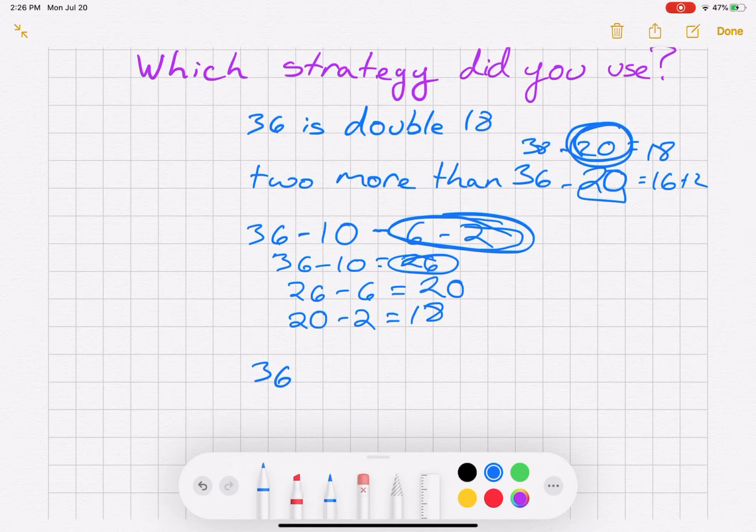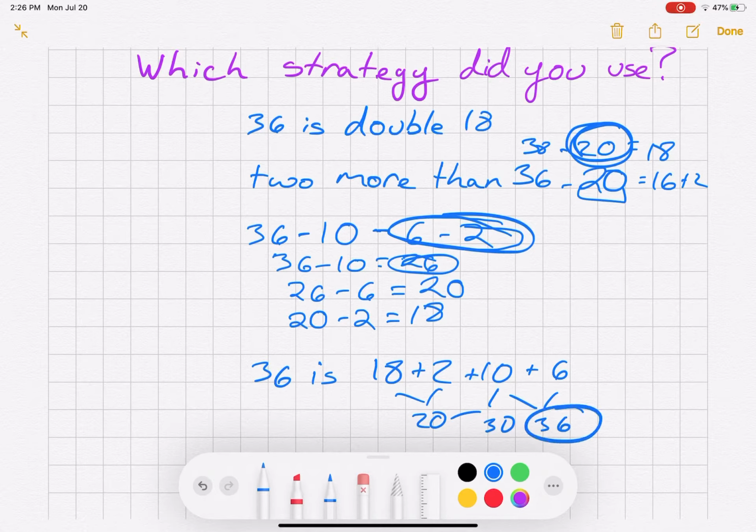All right, and last, you can add in order to subtract. So what I'm going to do here is I go 18. 18 plus 2 is 20. Then I'm going to add another 10, so that is 30. Then I'm going to add the 6 back in, which is 36. And then I could just add these together and find out what that is. So that would be 18, obviously.